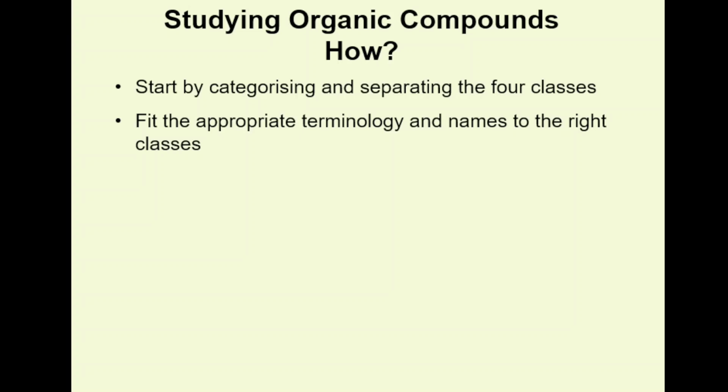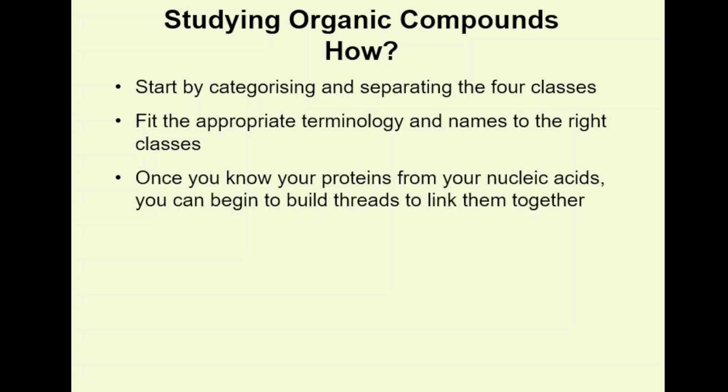Once we've done that, we can start fitting the appropriate terminology and names to the right classes. So if you are asked to talk about lipids, you're not accidentally bringing in peptide bonds or things like that that don't belong in there. Once you've got that down, once you're comfortable where the appropriate terminology and names fit, you can start then building up your knowledge base around them. And you can do that by building threads to link them together. So you can start talking about the fact that enzymes are proteins, for instance, and proteins are coded for by DNA. And then the instructions within DNA are converted into the proteins by RNA.